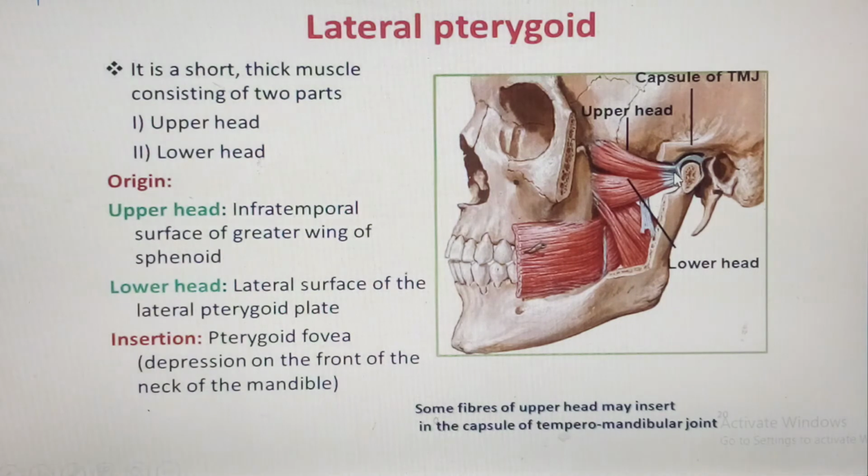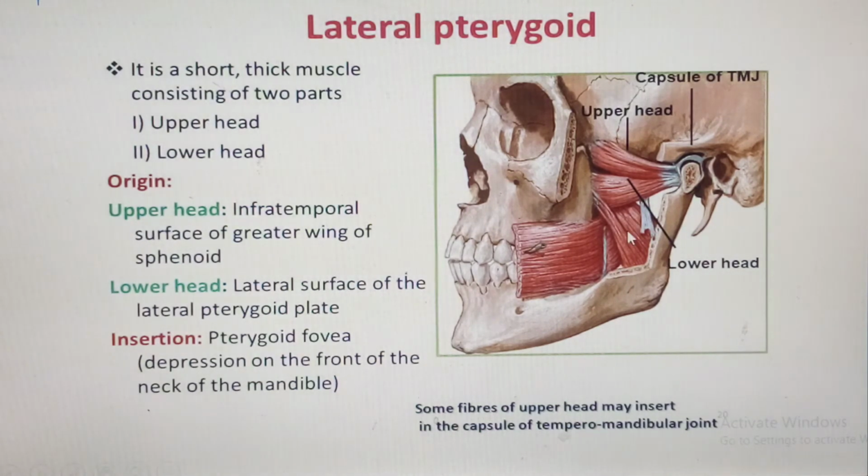Some of the upper fibers, coming from what we call the upper head, will be inserting around the joint capsule. So looking at this muscle, upon contraction, it will be very important as far as protraction of the mandible is concerned.